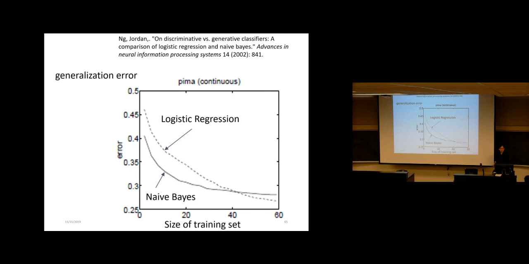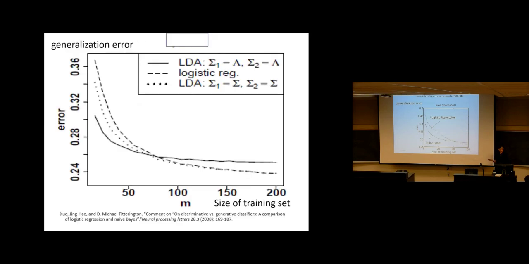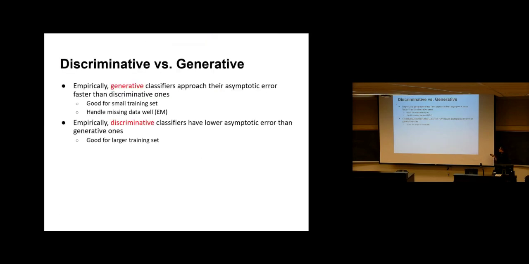So I think this is all I want to share about generative versus discriminative classifiers. Empirically, you should understand it's really this: the generative classifier is good for smaller data and also for missing data, since it has a good way to estimate missing data. The discriminative classifier is good for large training data, and it also has better generalization error when you have enough data. All right, thank you.